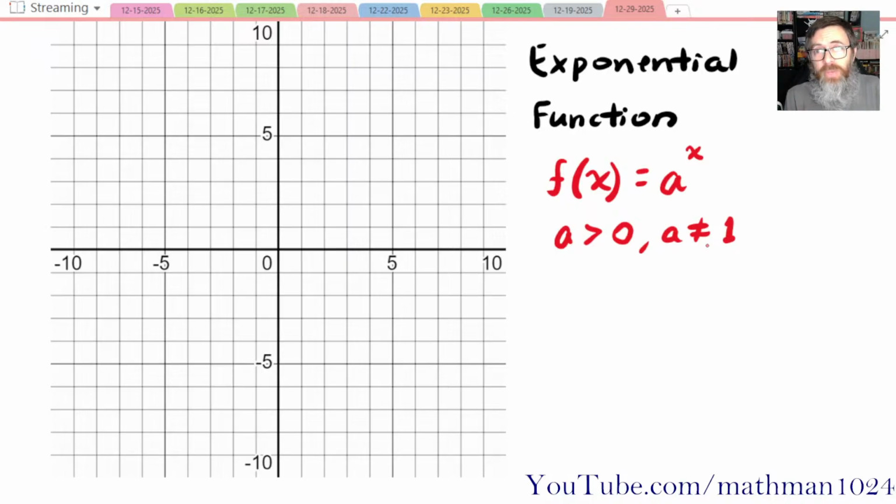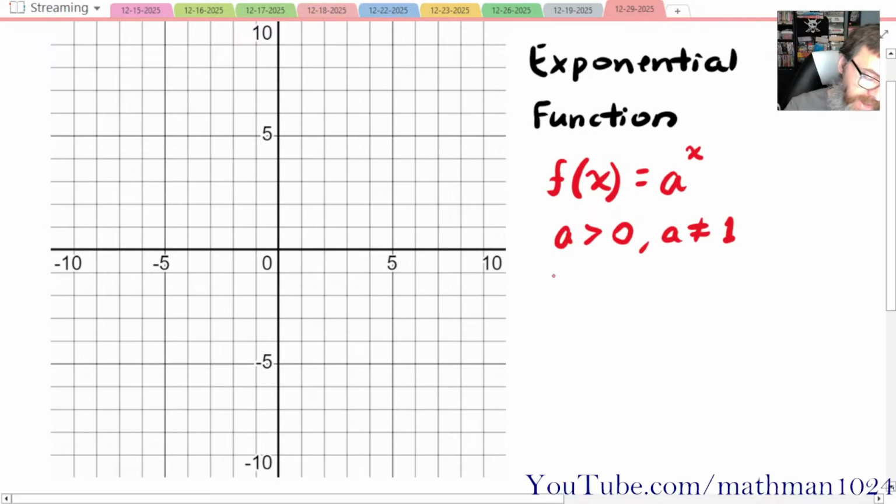So, x could be 1/2, which means we're talking about a square root. And you don't want to be throwing a square root onto a base that's negative because now you have imaginary numbers and it just gets really, really messy. And you start to lose the continuity of the exponential function.